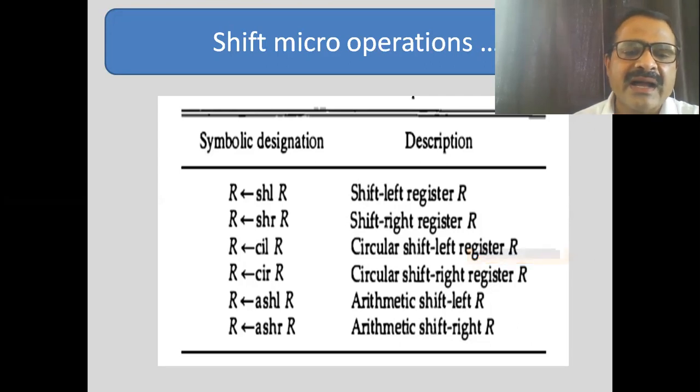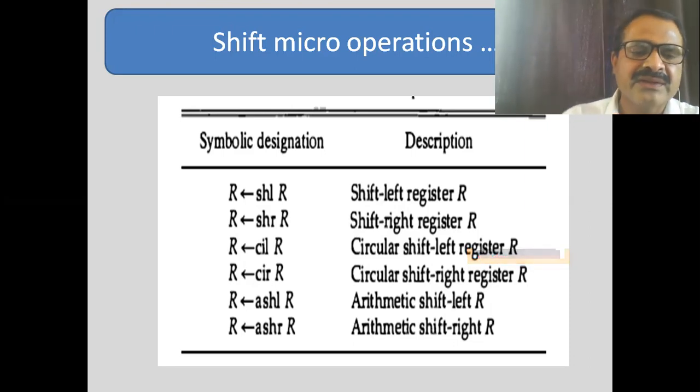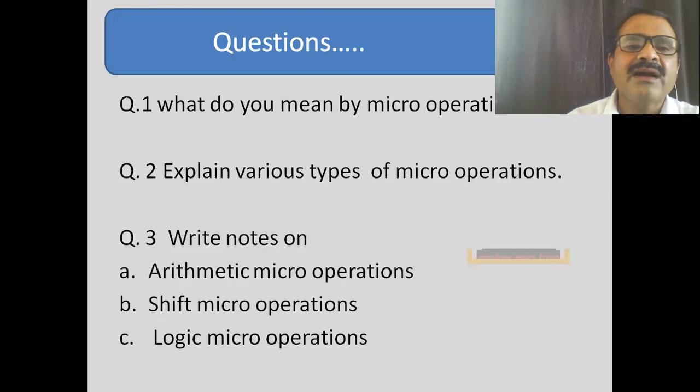Now what is CIR? R is equal to CIR R. Here the contents of computer register R will be circularly shifted to the right by one place. This is the same case with left also, CIL R, and the same thing with R is equal to ASHL, arithmetic shift left, and the same thing with R is equal to ASHR, the contents of register R.